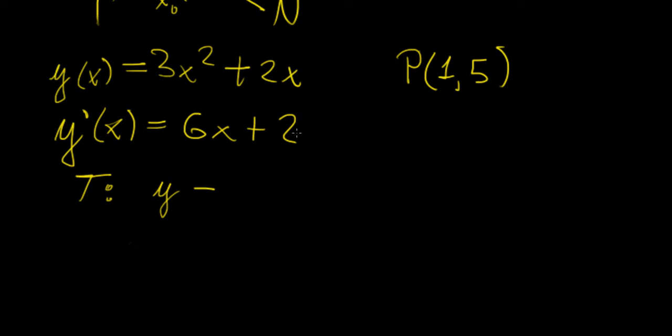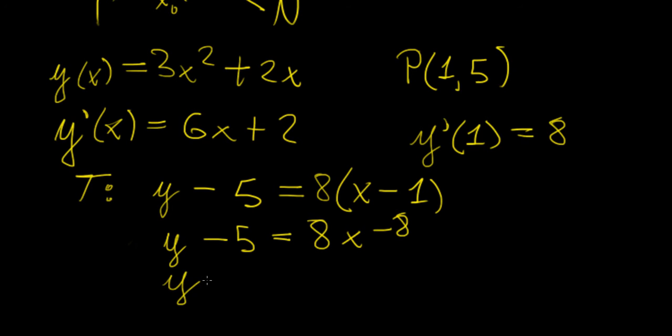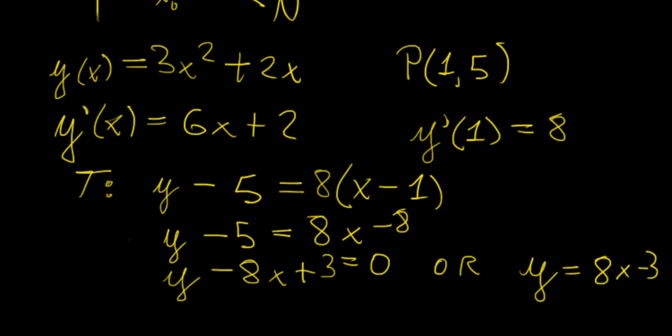That's going to be y minus the point y, which is 5, equals the gradient. So what's the gradient going to be? Well, the gradient at this point, so that's the x coordinate, is going to be 6 times 1 plus 2. That's going to be 8. 8 times x minus 1. So this is going to become y minus 5 equals 8x minus 8. And we can rearrange this as y minus 8x plus 3 equals 0, or y equals 8x minus 3. So this is what we will end up getting. That's the equation of our tangent line.